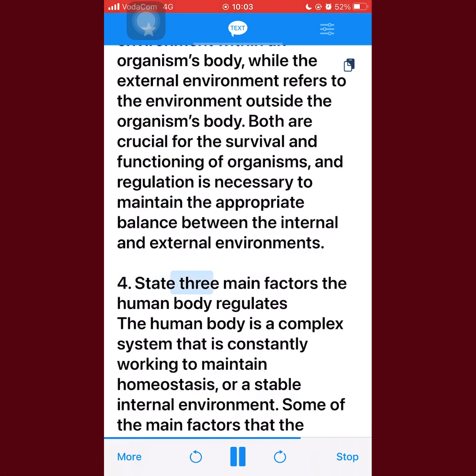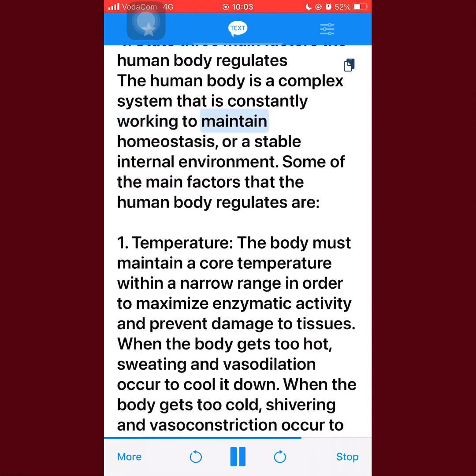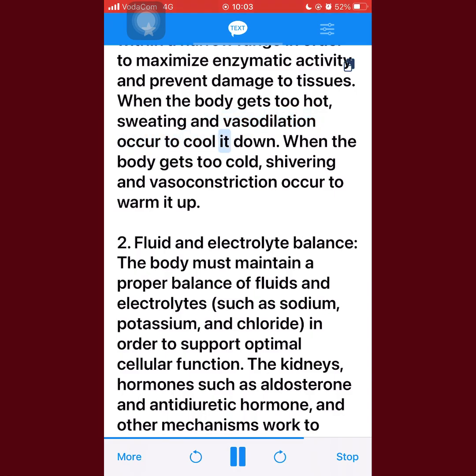4. State 3 main factors the human body regulates. The human body is a complex system that is constantly working to maintain homeostasis, or a stable internal environment. Some of the main factors that the human body regulates are: 1. Temperature. The body must maintain a core temperature within a narrow range in order to maximize enzymatic activity and prevent damage to tissues. When the body gets too hot, sweating and vasodilation occur to cool it down. When the body gets too cold, shivering and vasoconstriction occur to warm it up.